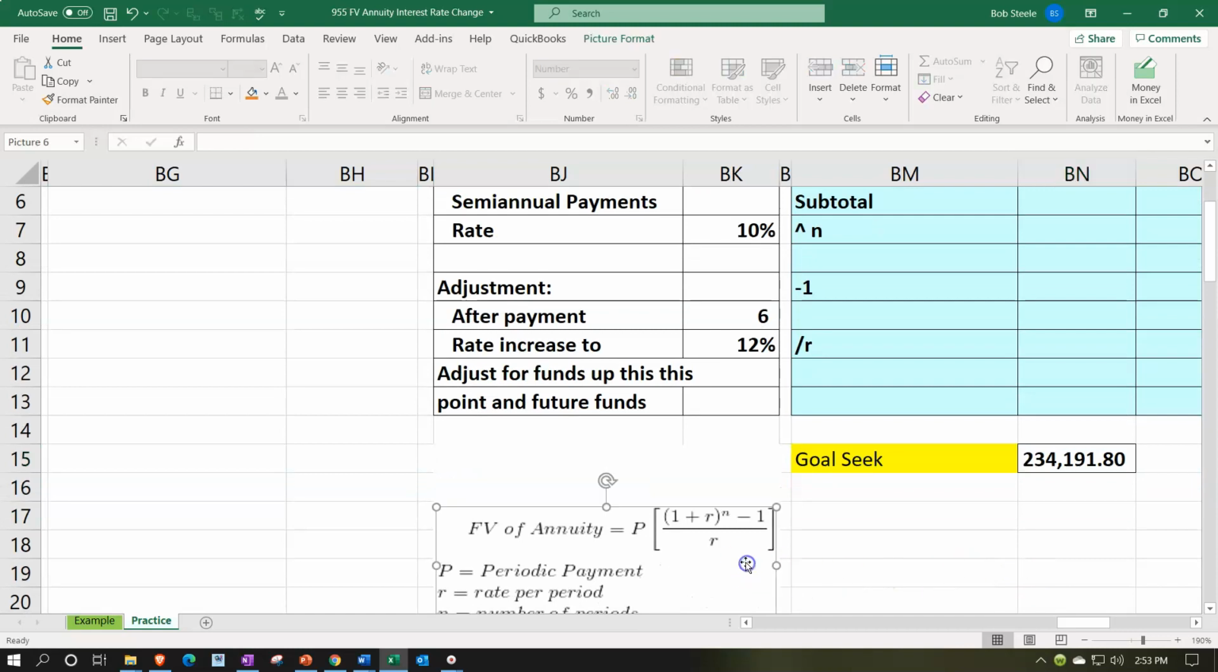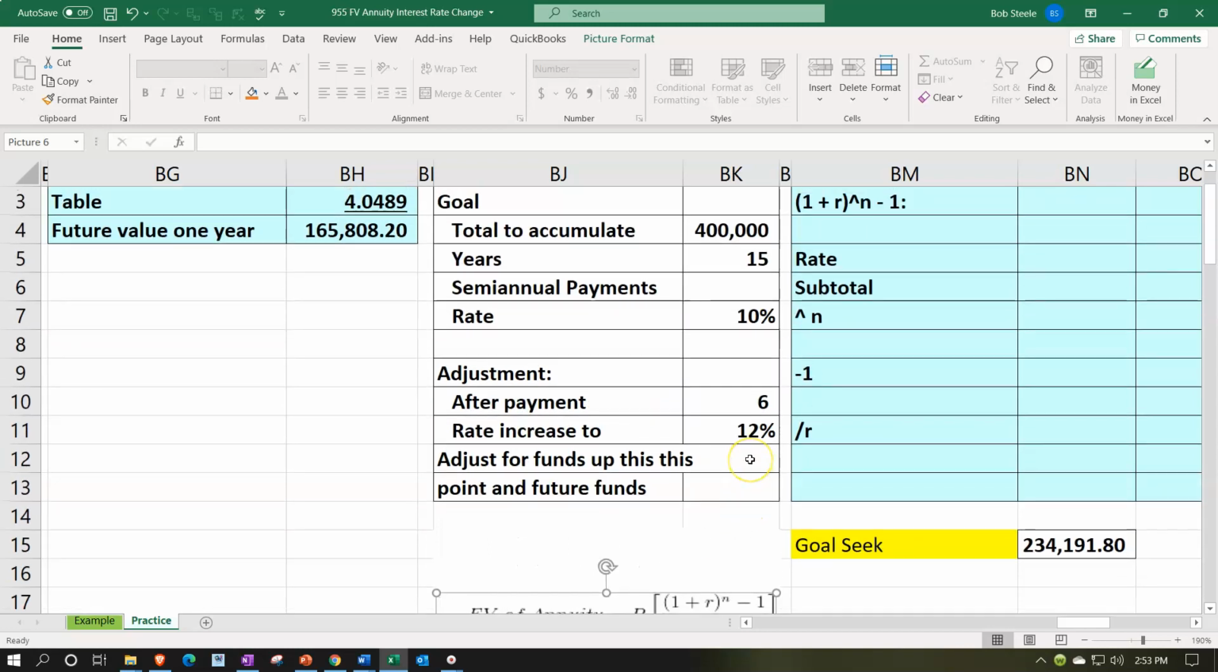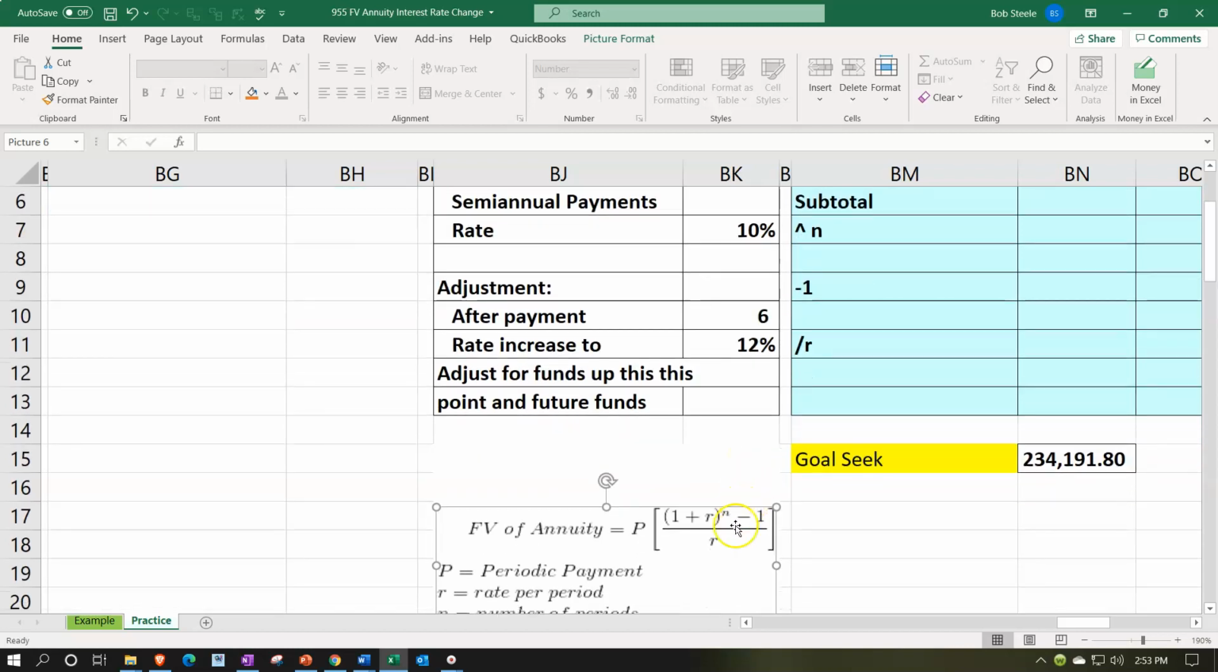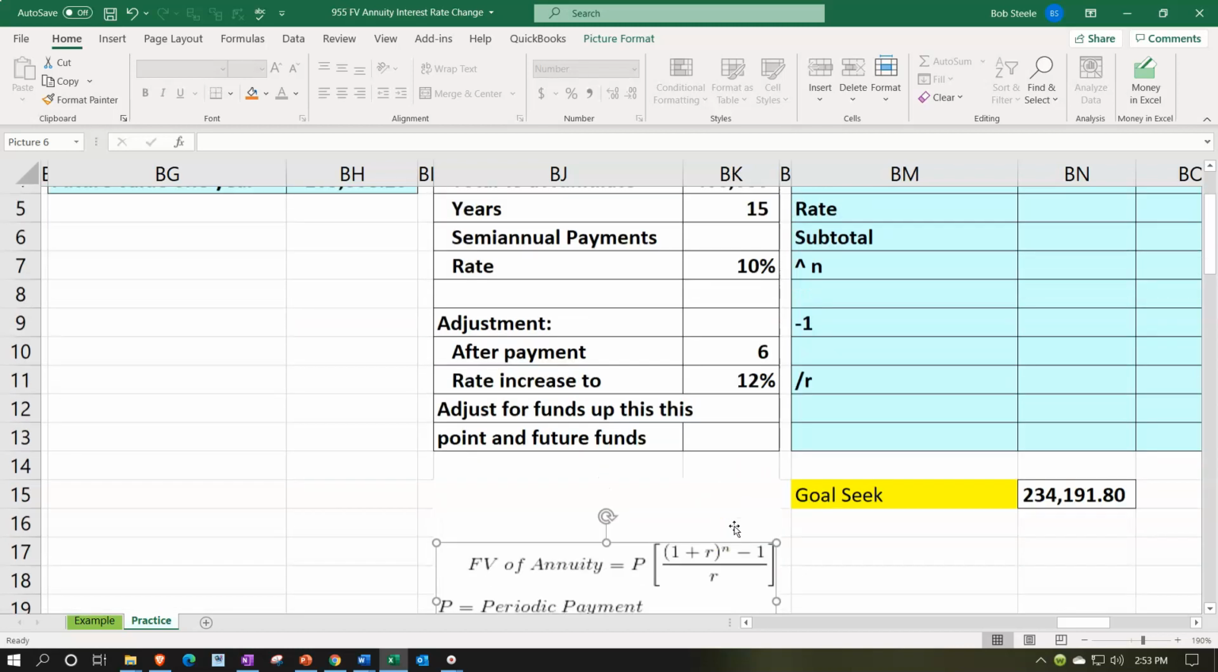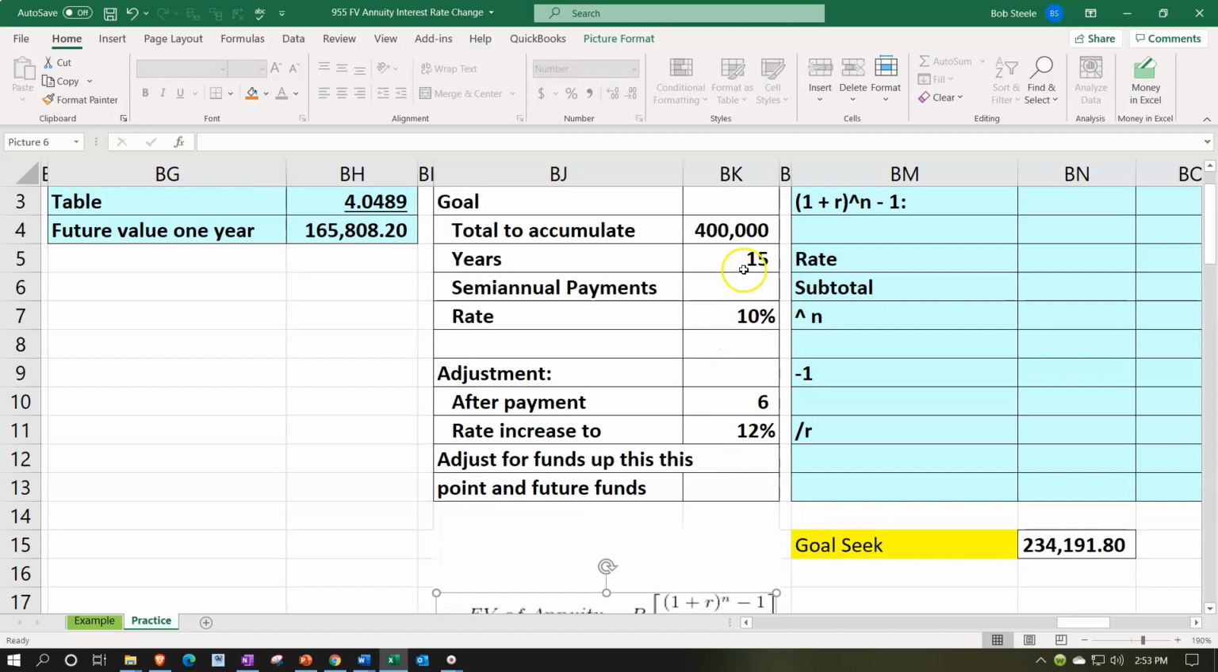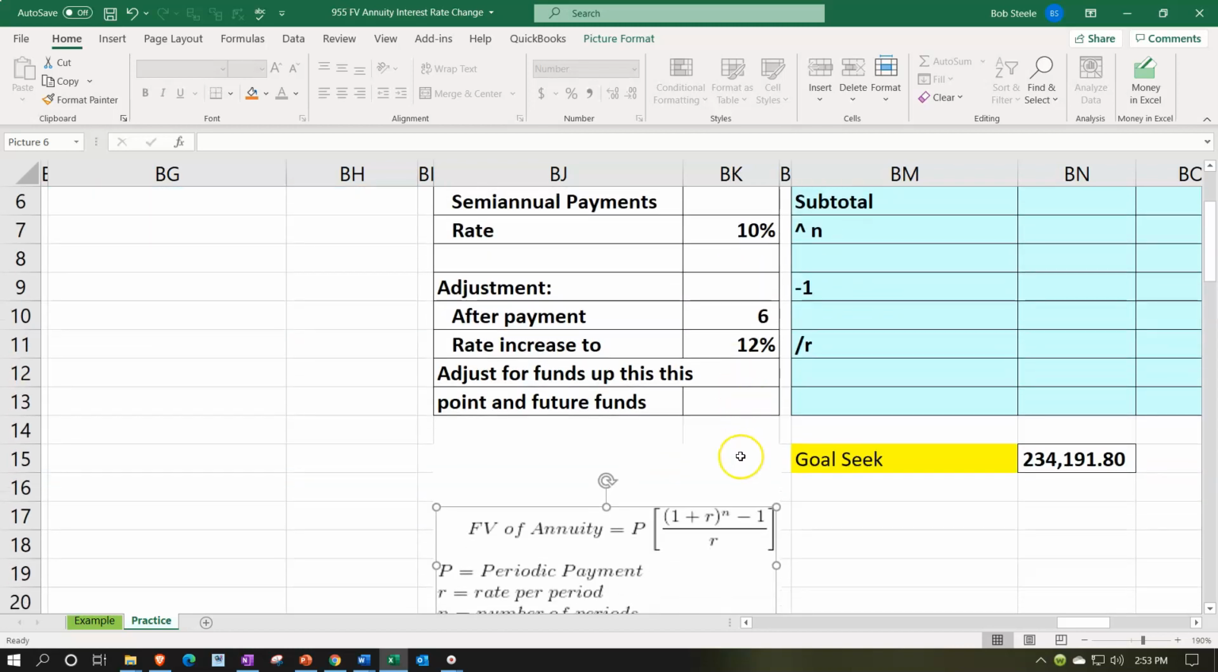So we'll do another annuity calculation similar to what we started with, looking for the payment, which we could do algebraically. Ending result being this: 234,191.80 equals the P times 1 times 1 plus R, the rate now being 12% divided by 2, to the power of n now being 24 periods, which was 30 minus 6, minus 1, over R, which is again 12 divided by 2. Okay, so we'll do this.